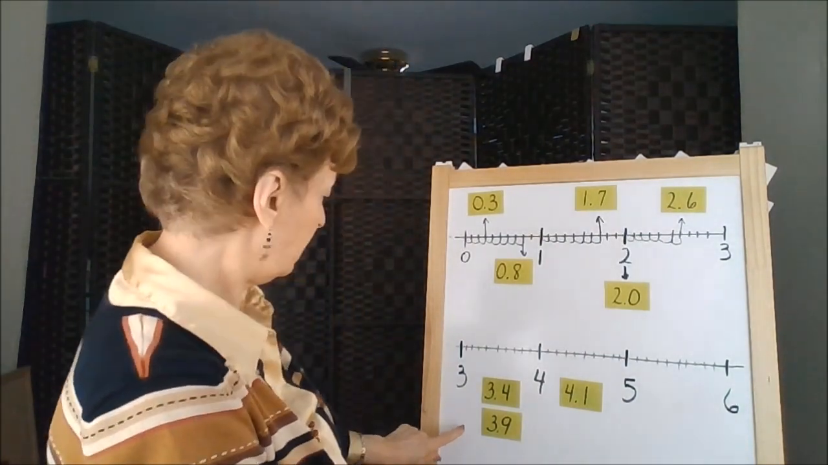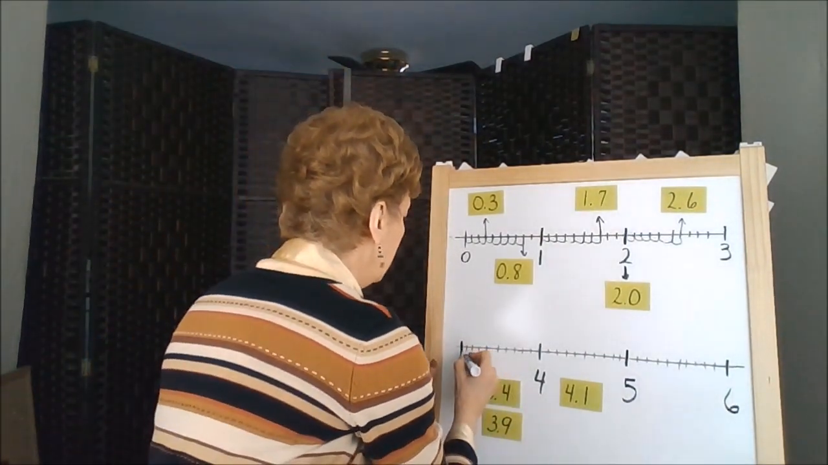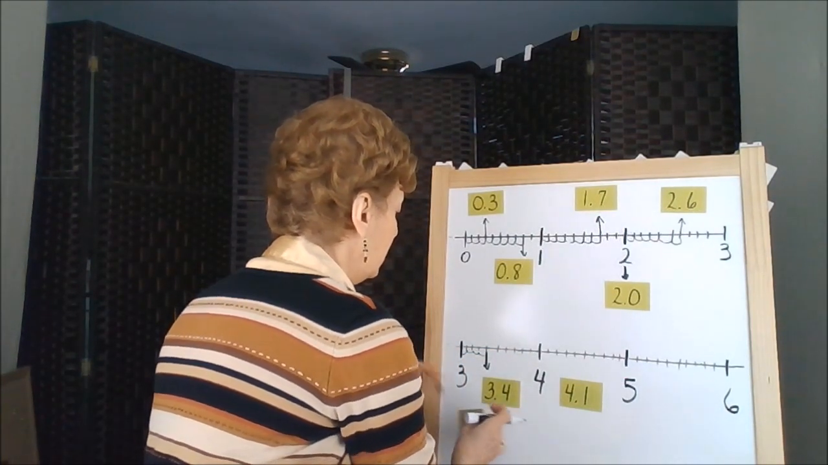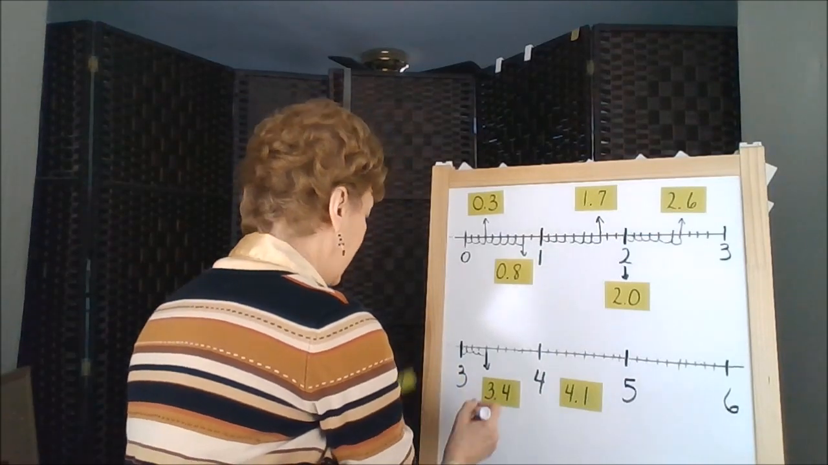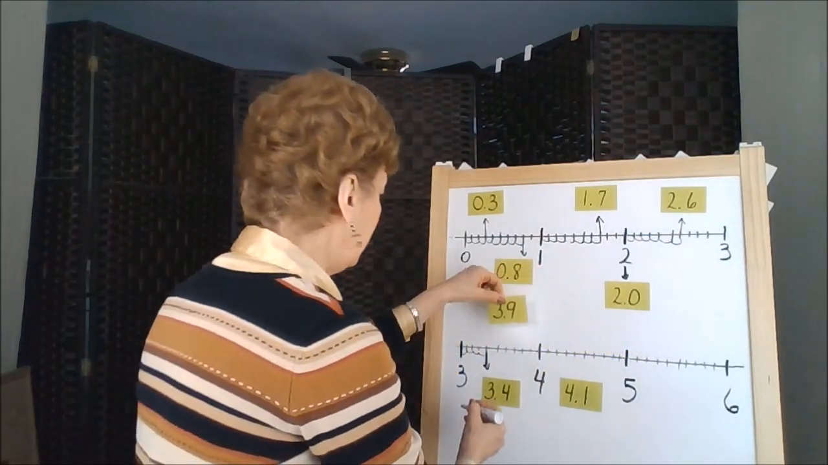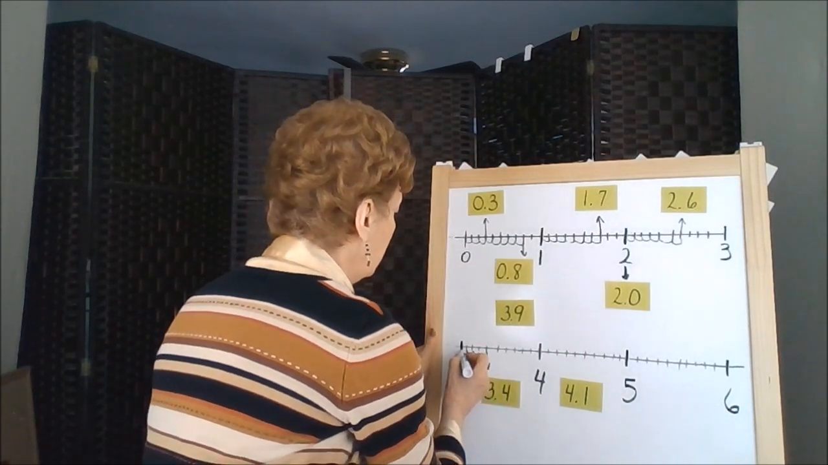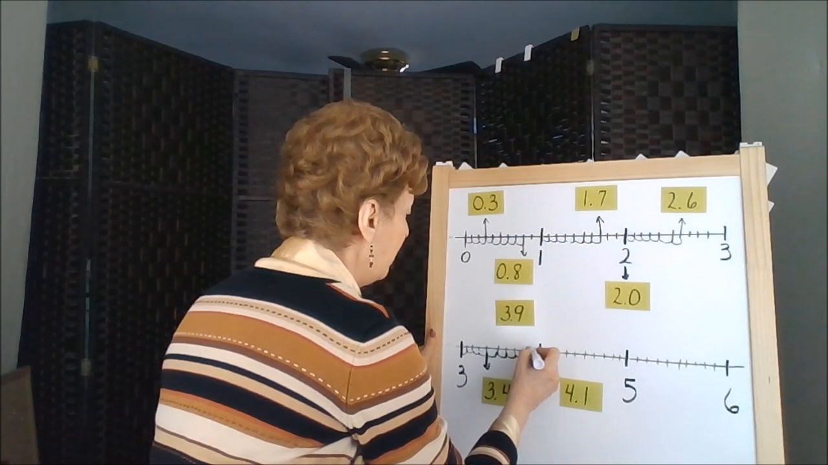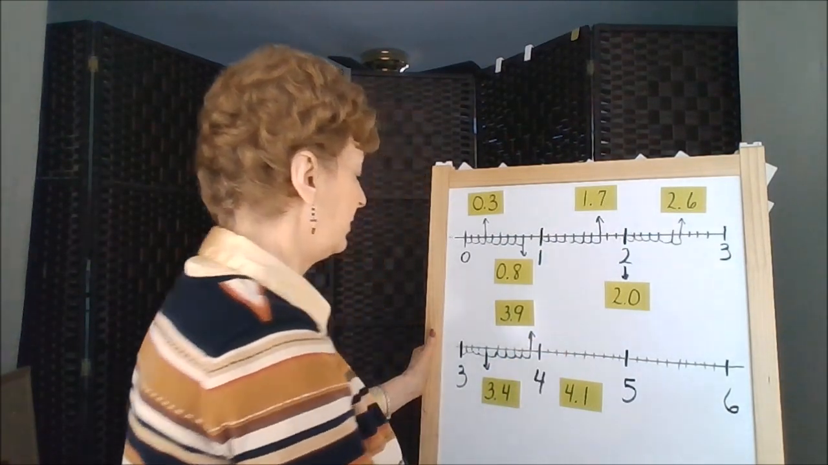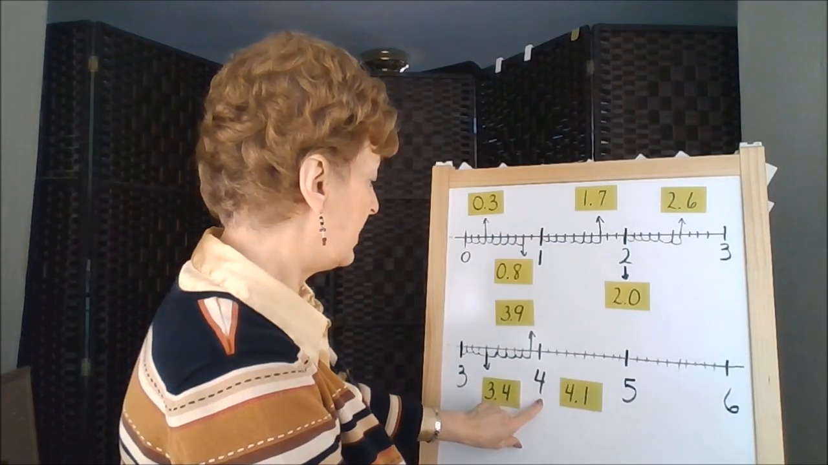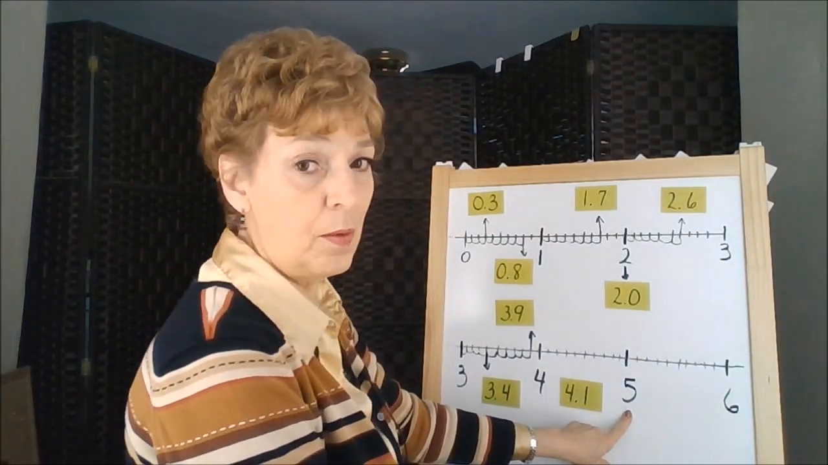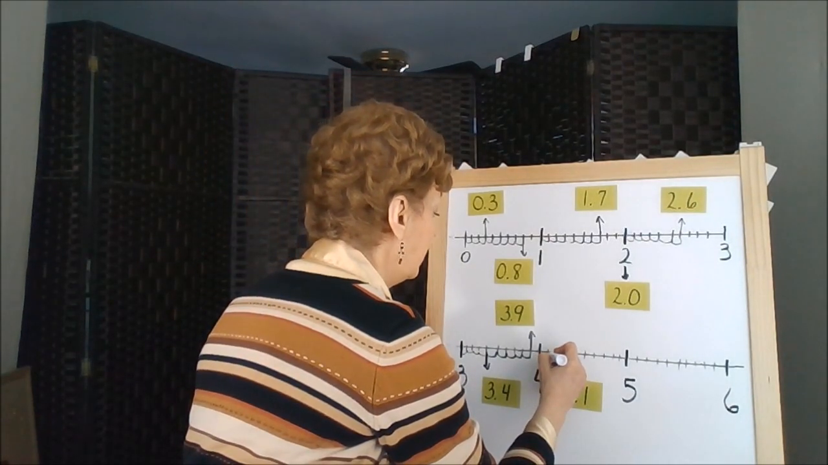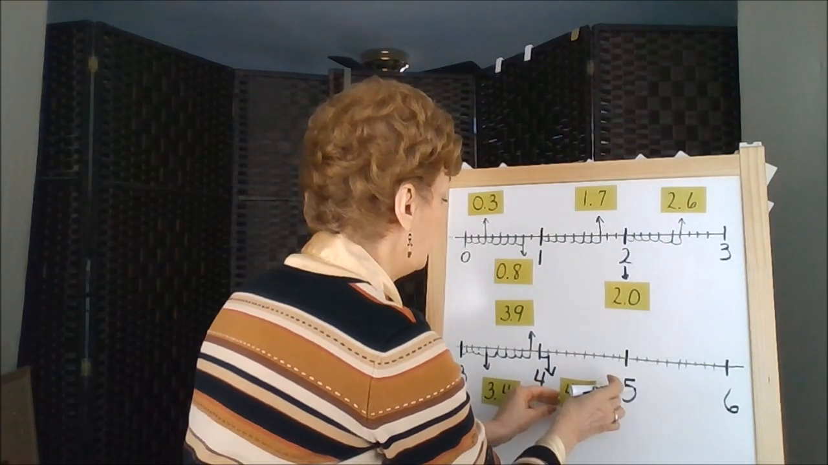Coming down, 3.4. 1, 2, 3, 4. It's already placed. And this one is the 3.9. We'll go 1, 2, 3, 4, 5, 6, 7, 8, 9, way over here. 4.1, it's between 4 and 5 of the whole numbers, and 1/10 over, so it's right there. 4.1.